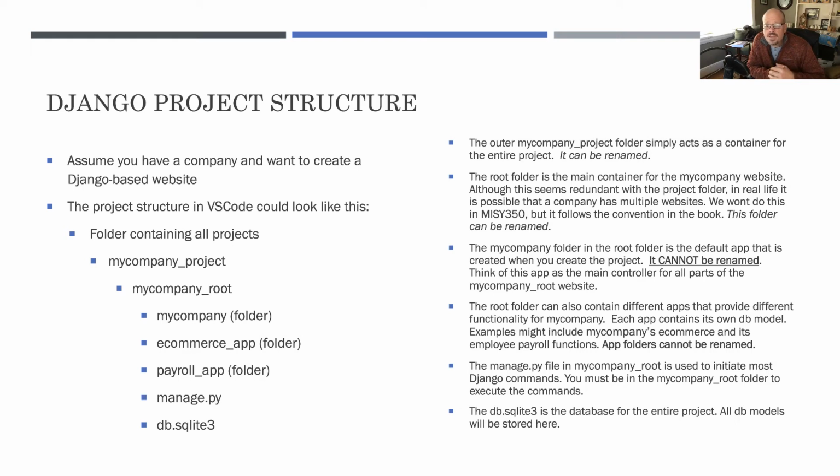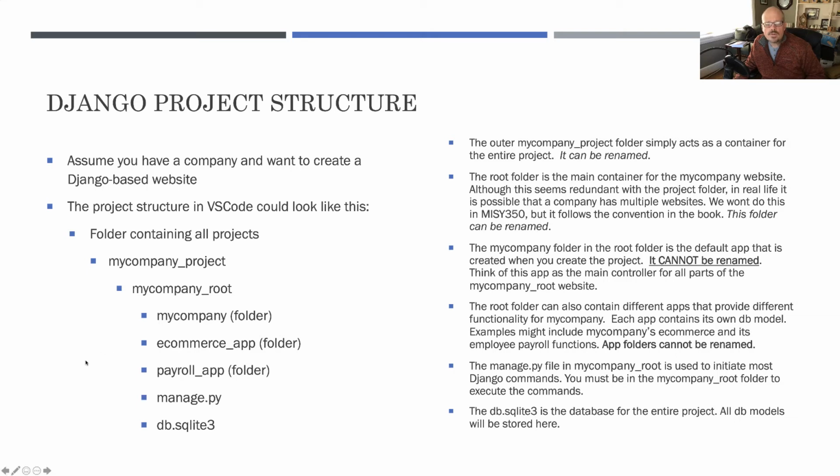You might have then a variety of different applications. So for example, here I have an e-commerce app, a payroll app. These might be two different pieces of functionality. The e-commerce app would have its own database that would store customer orders, for example. The payroll app would store the information about the employees and how much money they make and what they got paid. These are different applications. These are all part of My Company and the website, but there are different applications within that particular root folder.